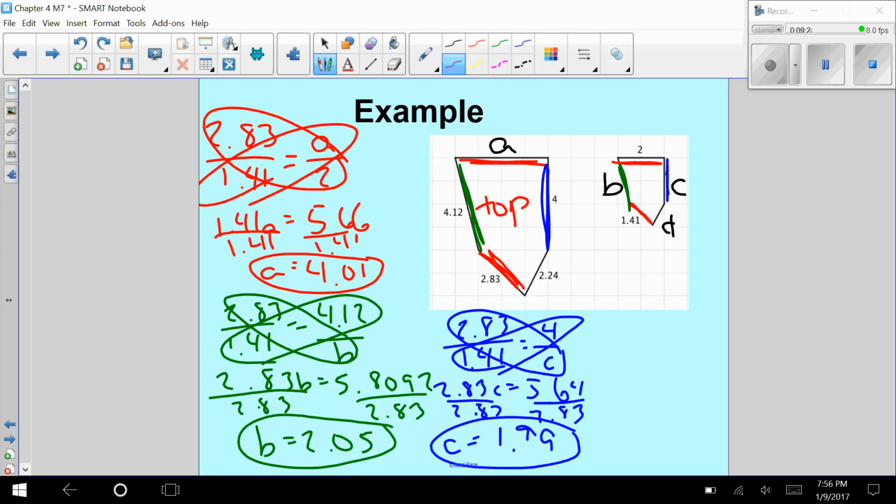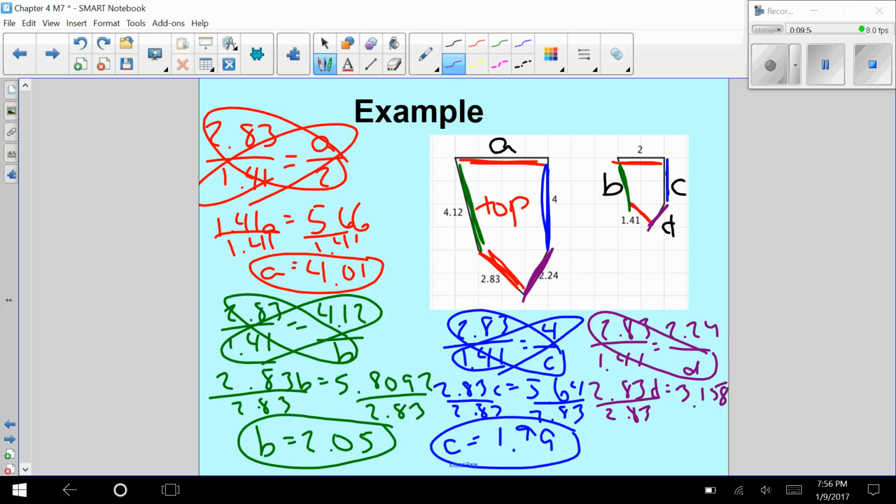And finally, let's look at side D. Same first ratio, 2.83 over 1.41. 2.24 goes with D. Cross multiply, 2.83D equals 1.41 times 2.24, which is 3.1584. Divide both sides by 2.83. And you get D equals 1.12 once you've rounded.